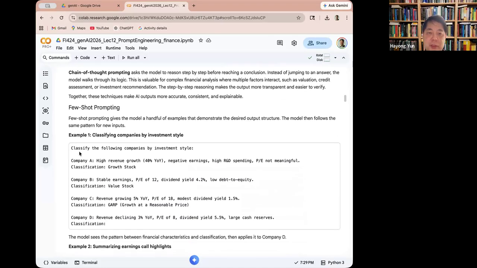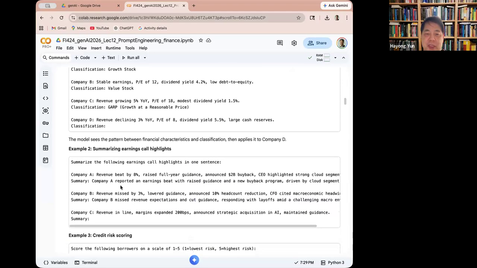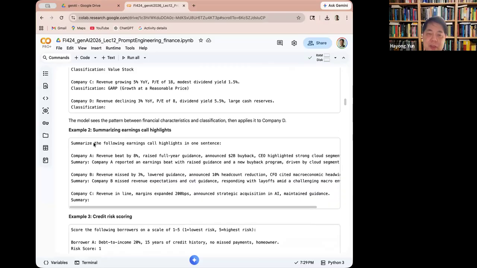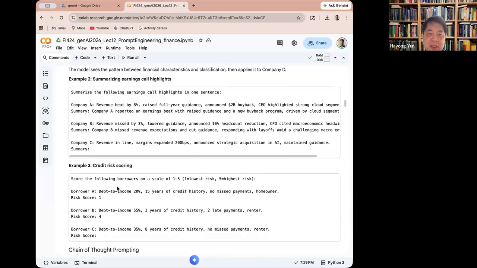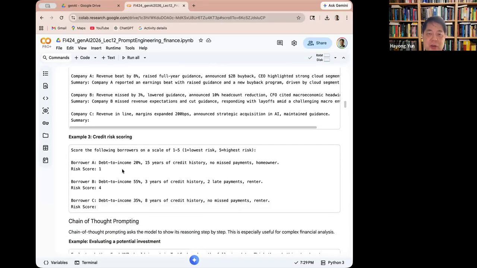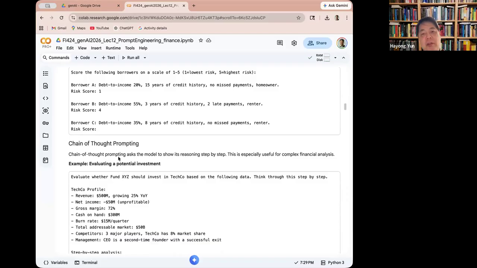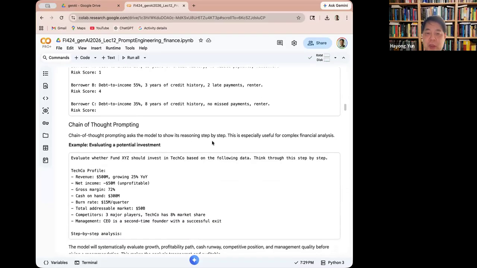Here's an example for few-shot prompting. Classify the following companies by investment style, and you give an example: it's a growth stock. Another example: it's a value stock, and so forth. Or in summarizing earnings call highlights, you give an example of a summary, and then you can ask what you want. Or credit scoring, a similar thing: what kind of profile is a risk score one, and what is a risk score four, and things like that. For chain of thought prompting, the model should show its work step by step.